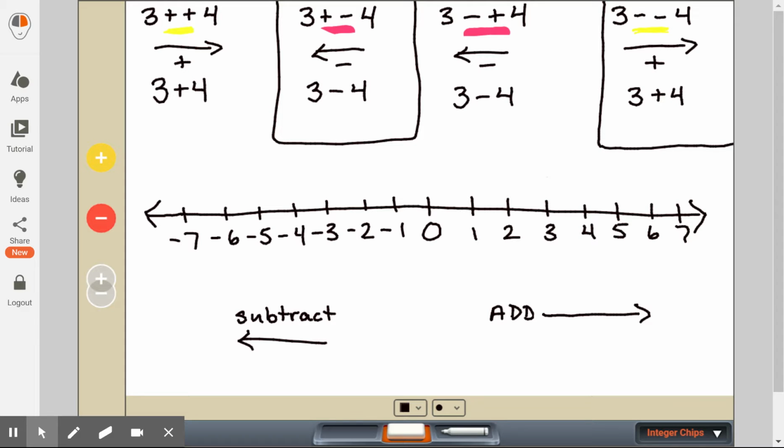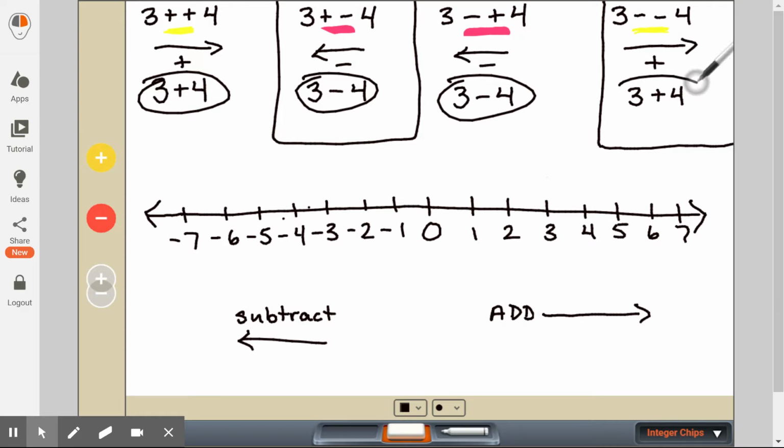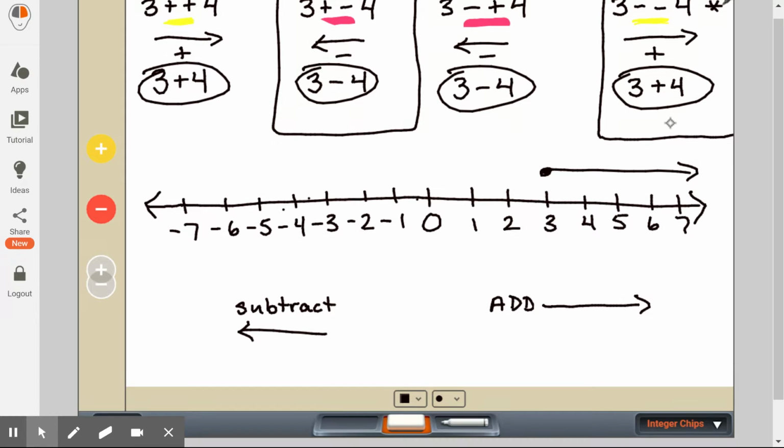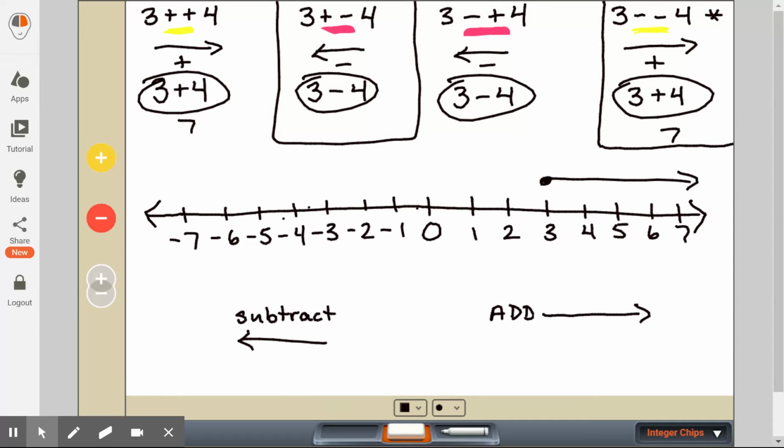So this is how we can rewrite all of these integer questions in a simpler way by replacing those, it looks like double signs, with what that action is actually doing. So now we can see that 3 plus 4 increases by 4. It moves to the right. 3 minus negative 4 in this situation does the same thing. It's saying 3 plus 4. So both of these situations will be 7.